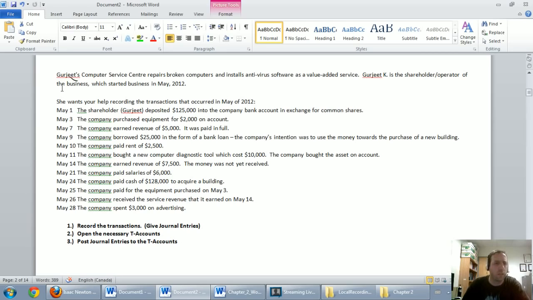But let's read through the top of the question. It says, Gurjeet's Computer Service Center repairs broken computers and installs antivirus software as a value-added service. Gurjeet K is the shareholder/operator of the business, which started business in May 2012. She wants you to help recording the transactions that occurred in May of 2012, and then there's a big list of transactions, and we're just going to worry about part one here. Record the transactions, give journal entries.